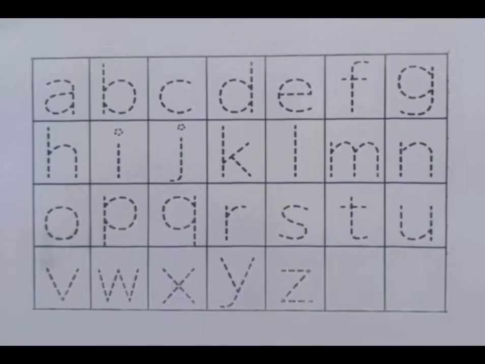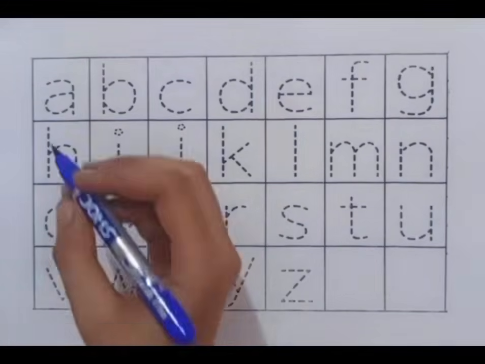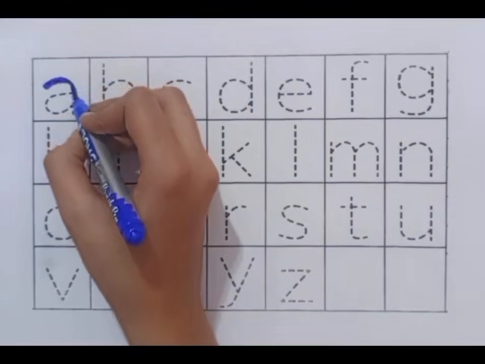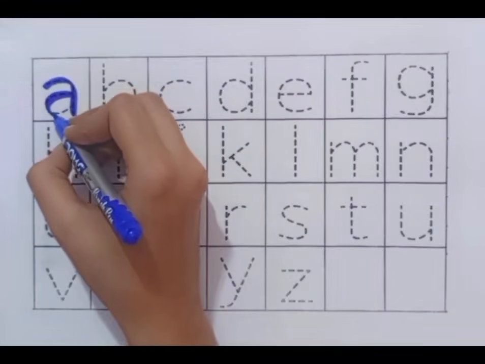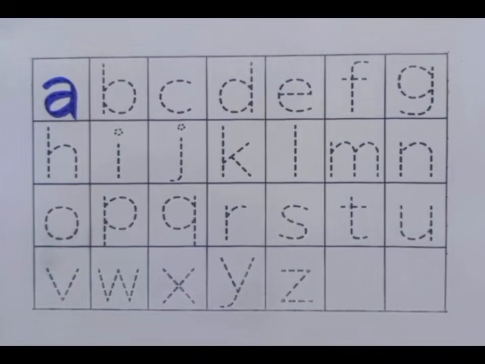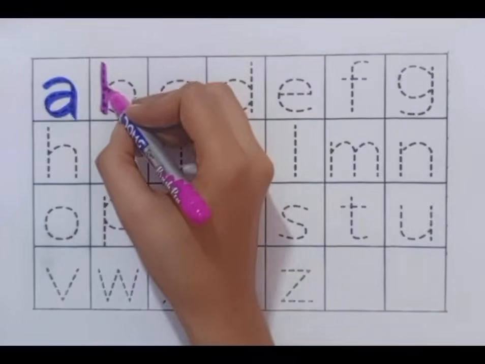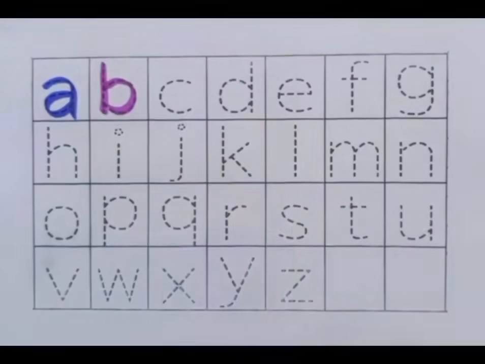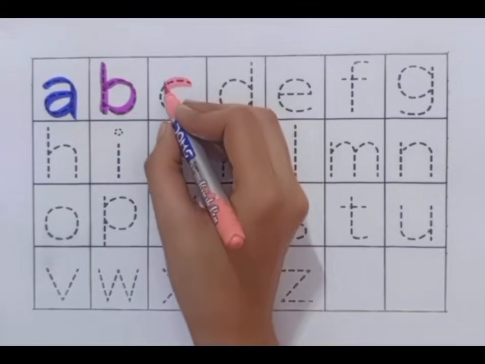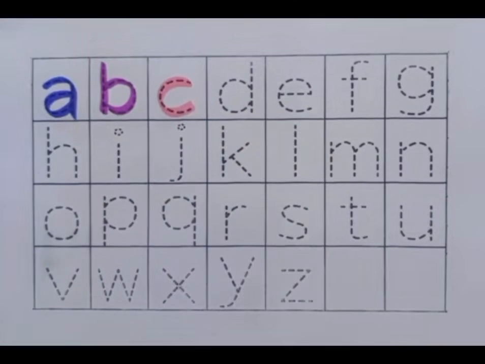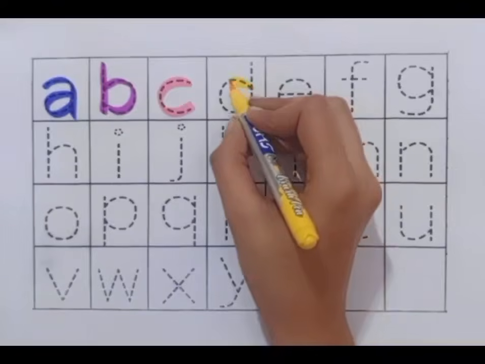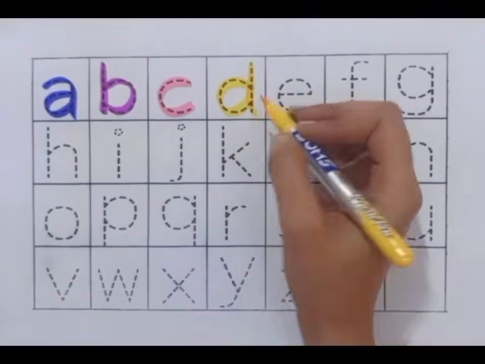Let's learn alphabets. A. A for apple. B. B for ball. C. C for cat. D. D for dog.